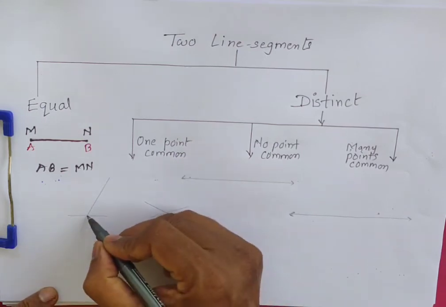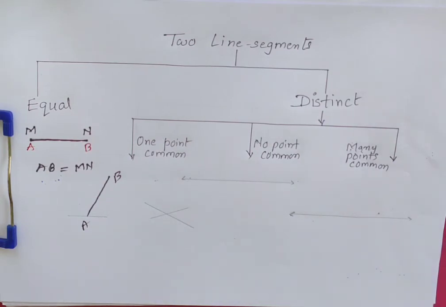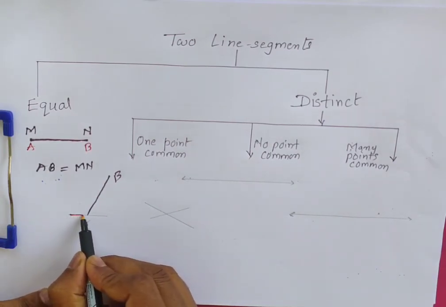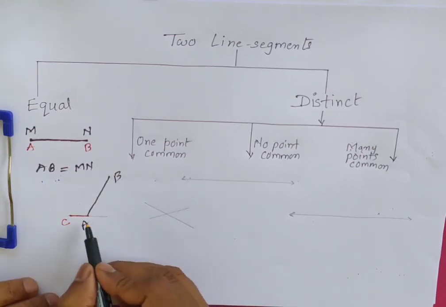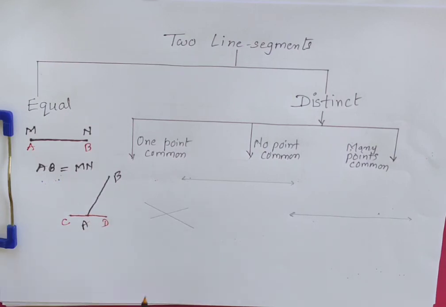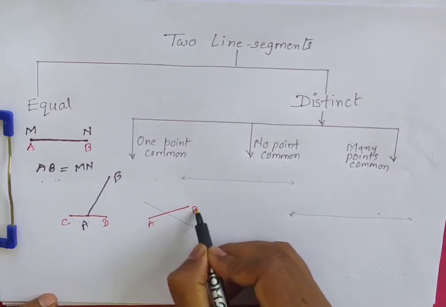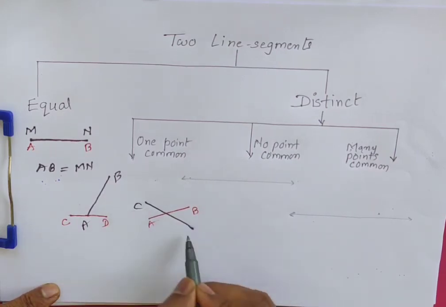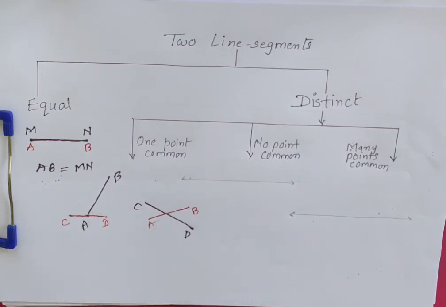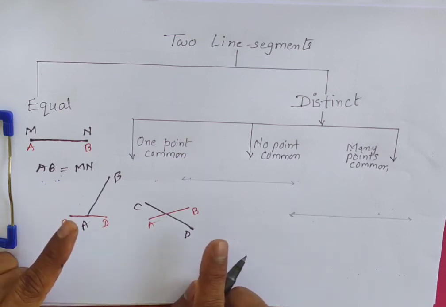Now look here. This is line segment, let's say AB. And here is line segment AC. So line segment AB and line segment AC have one point in common. You may take this CD if you want. So one point is common in them. Or you can take AC. Here is line segment AB, and the other line segment is CD. In both these cases, one point is common. So when two line segments have one point in common, they are distinct line segments.